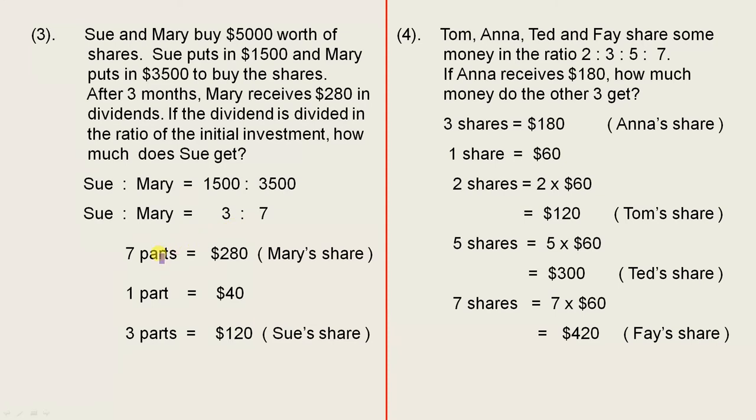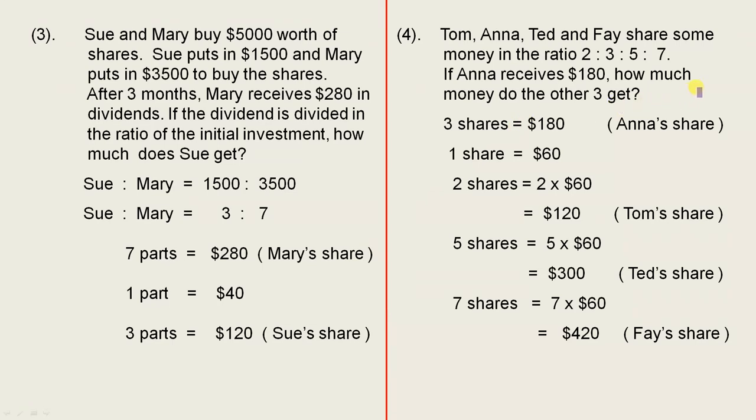So 7 parts, which is Mary's share, that's how much she put in, 7 parts, right, and because the dividend is divided into those proportions, 7 parts must be 280. That's Mary's share, because that's what we're told here. Therefore 1 part must be $40. Therefore 3 parts, which is Sue's share, is 3 times 40, and that's $120.